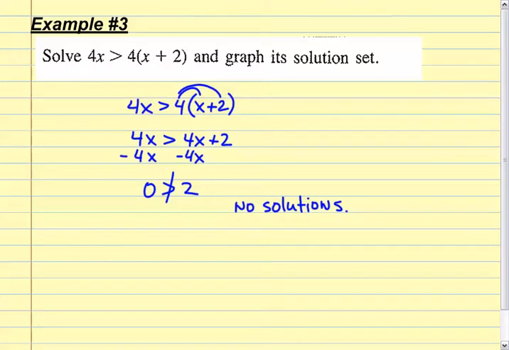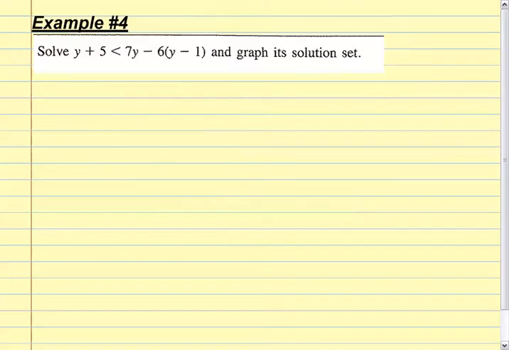Let's look at the next example. Is there another example? Oh, yeah. Let's see how many we have. That's it. So this is our last one. Okay, and let me rewrite it.